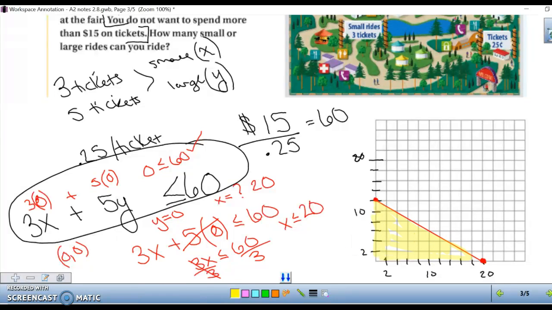There's another step to this problem though. Just because we have a side shaded doesn't mean that it's correct. So let me pick this point right here. Okay, that point is about, let's see, this would be 4.